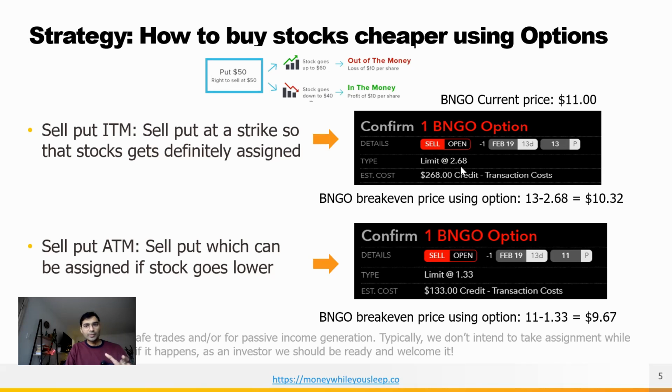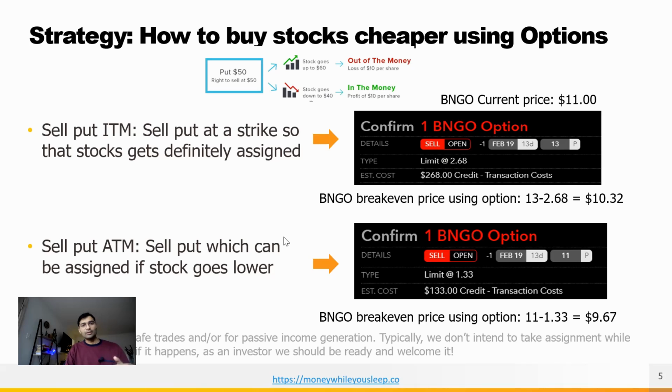Hence, on the day of expiry, if Bingo does not go above $13, what will be the break-even price for the assignment? It's going to be 13 minus 2.68, that is $10.32. So imagine if Bingo does not move, and remains at $11 or $12 until Feb 19th. This stock is going to be assigned to me on Feb 19th at the break-even price of $10.32. So you can easily see an example here where the current price is $11, but you are able to get this stock cheaper, right?